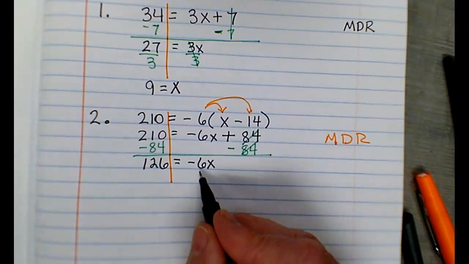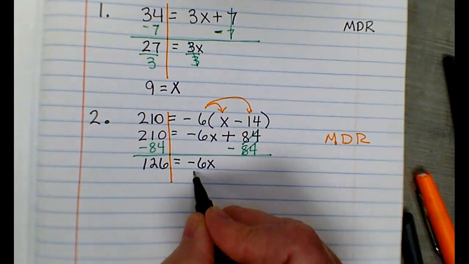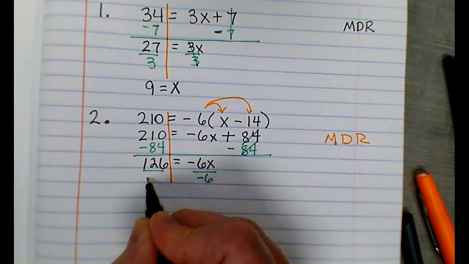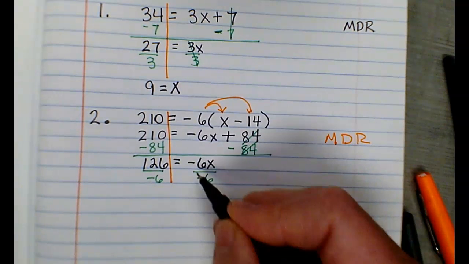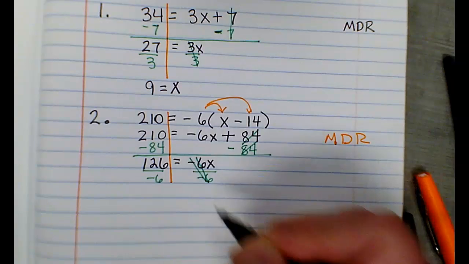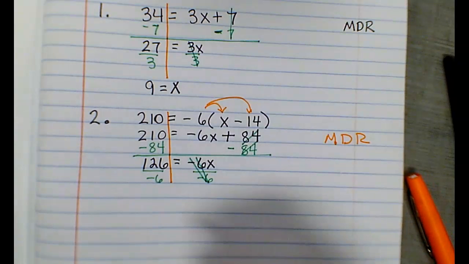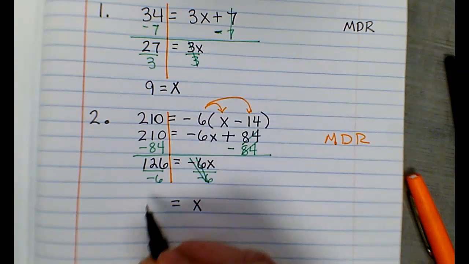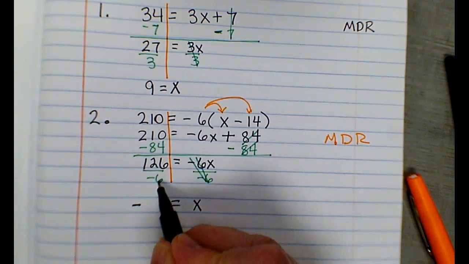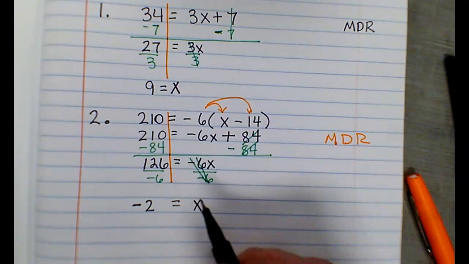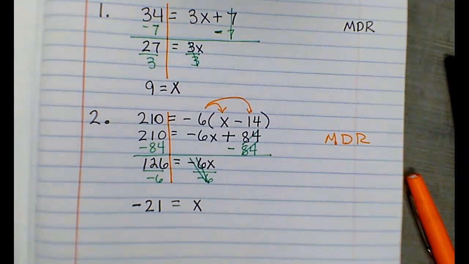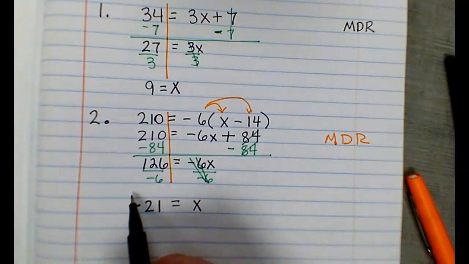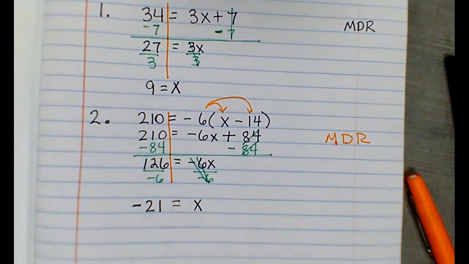The opposite of times negative 6 is divide by negative 6. So the 6's and the negatives will cancel. Positive divided by a negative would be a negative. 6 will go into 12 2 times. 6 will go into 6 1 time. That is your answer.